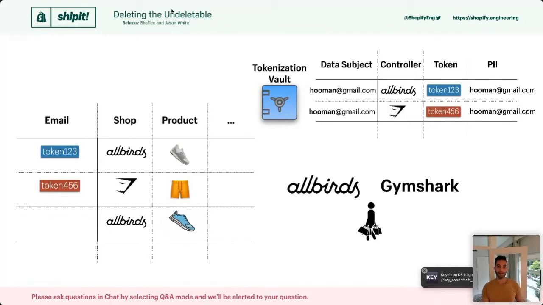And lastly, we get again the same email, same buyer, and it goes to the tokenization vault. This time, it does not generate a new token. That's because the merchant is Allbirds already, and we already had one row, the first row in the tokenization vault, with the same information. So the data subject was the same, the controller was the same, hence the token is the same. So you can see how the consistency property works and how one can use that to track a data subject without actually touching and having access to the raw PII value. So this is how tokenization works.